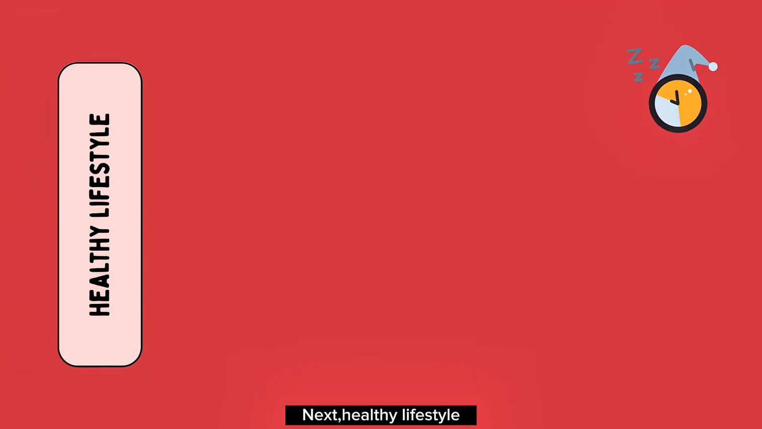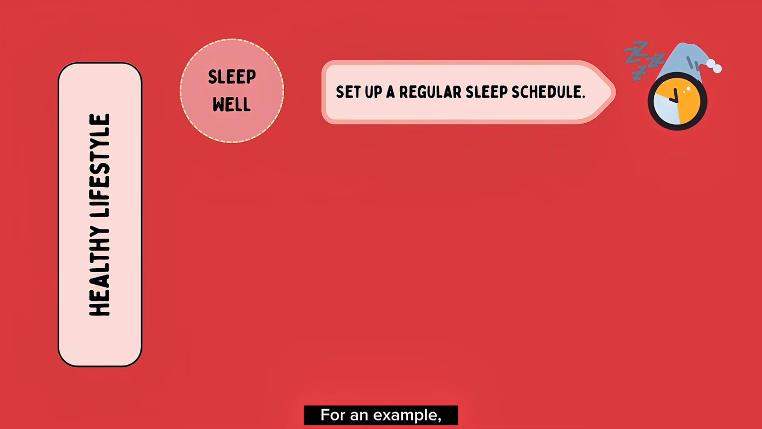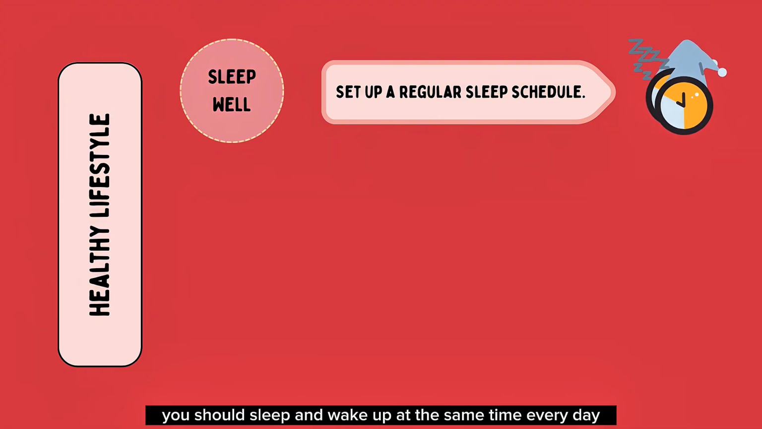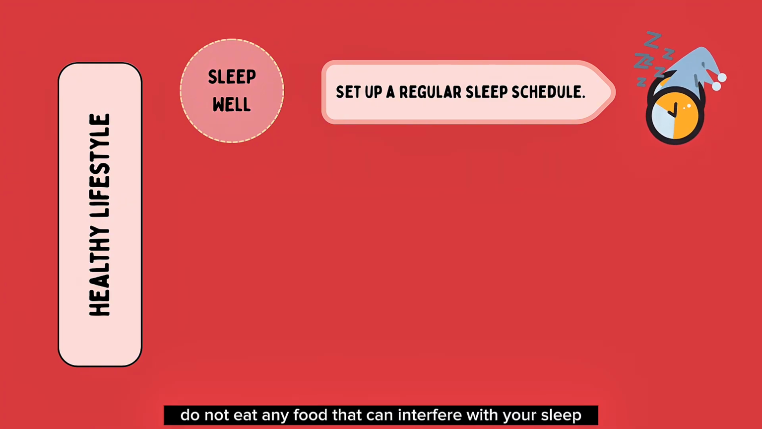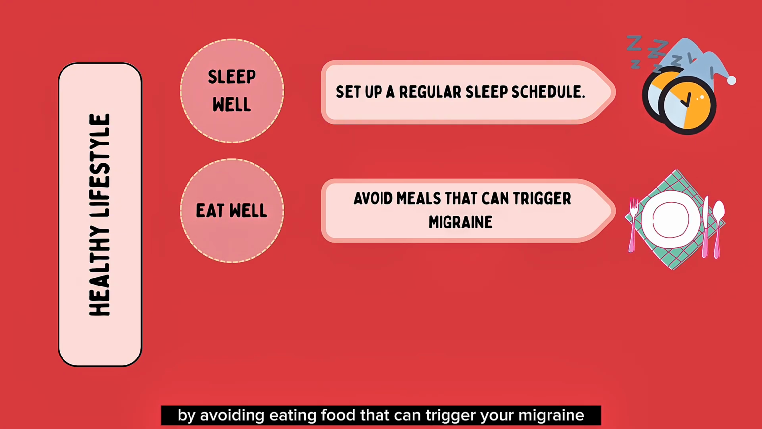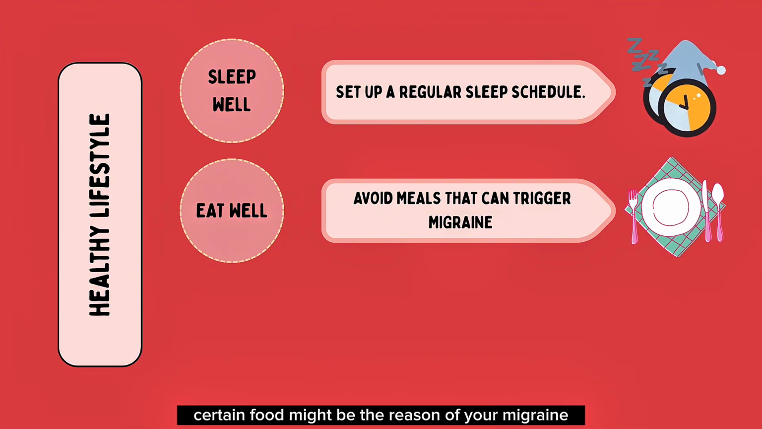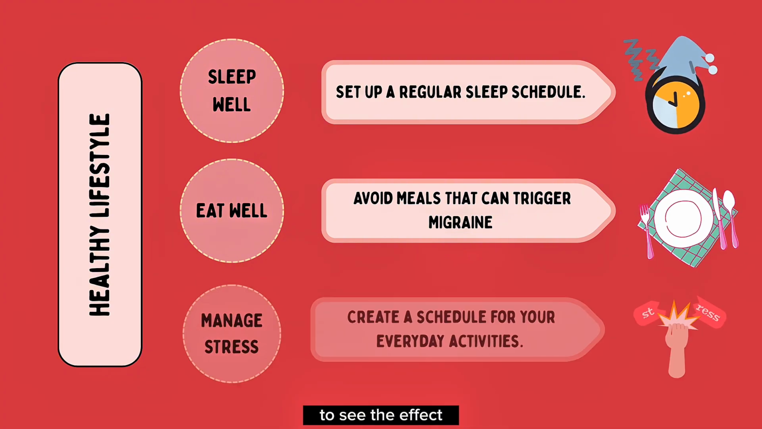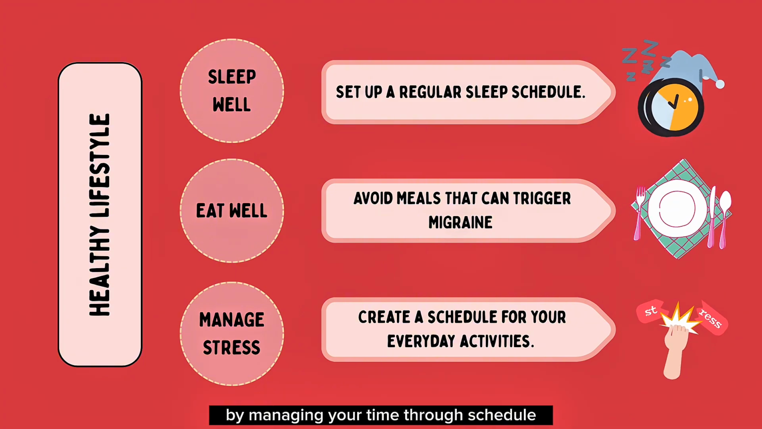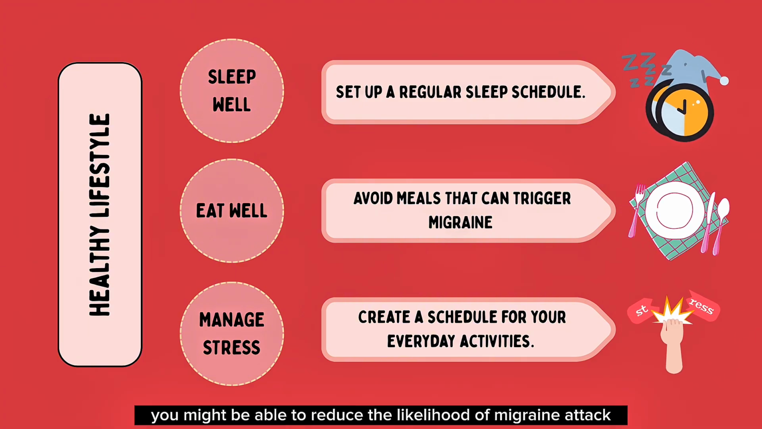Next, healthy lifestyle. Firstly, you should sleep well by setting up a regular sleep schedule. For example, you should sleep and wake up at the same time every day. Besides, you can also check what you eat before sleep and make sure not to eat any food that can interfere with your sleep. Secondly, eat well by avoiding food that can trigger your migraine. When you suspect certain food might be the reason for your migraine attack, you can try to remove it from your daily meals to see the effect. Lastly, you can manage your stress by managing your time through a schedule. That way, you might be able to reduce the likelihood of migraine attacks.